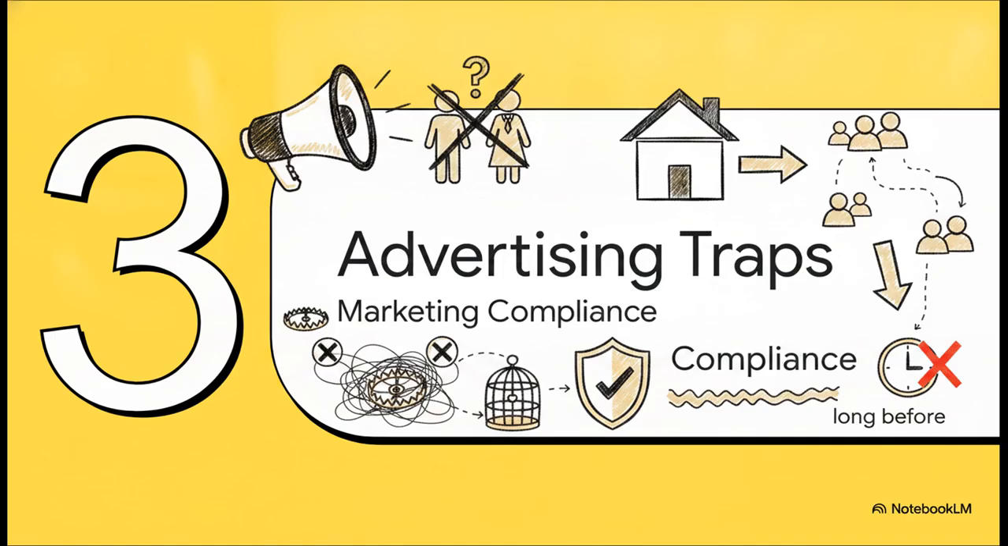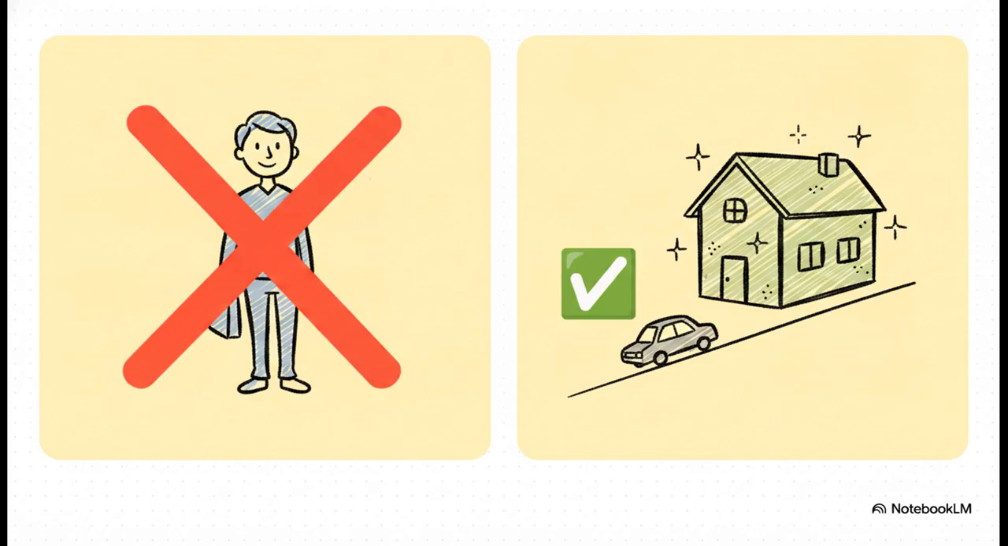Section 3. Avoiding advertising traps. Marketing compliance. Liability often starts long before you ever meet an applicant or even show a property. This is a classic trap right here. We have a very common but totally non-compliant phrase, "perfect for a single professional," versus the compliant alternative, "features an easy commute and modern finishes." You see, phrases that feel completely harmless in casual conversation are exactly the ones that get flagged by testers because they secretly signal familial status and marital preferences. The golden rule of real estate marketing is super simple. Always describe the property, never the ideal tenant.